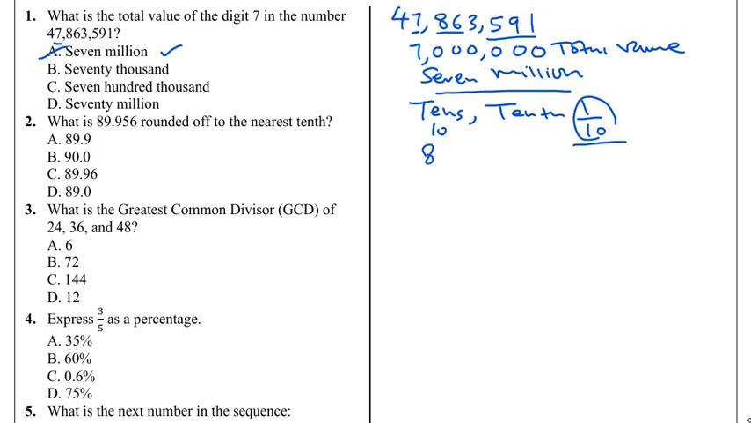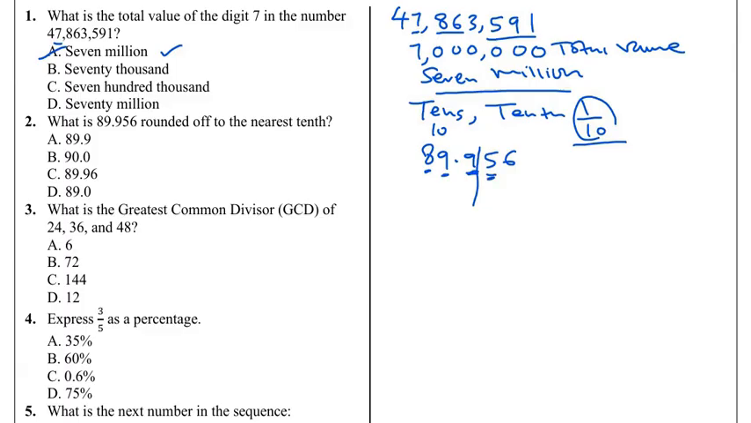89.956, and then we check for the tenth digit. We have 9 as ones, tens. Then we have tenths, and this is hundredths, and this is thousandths. So we start with the tenths, make a line, check this number after tenth.